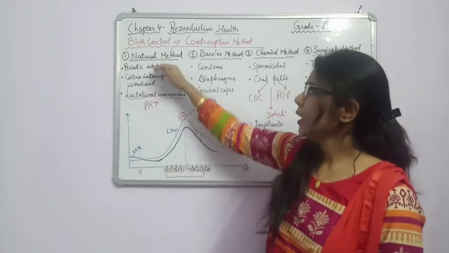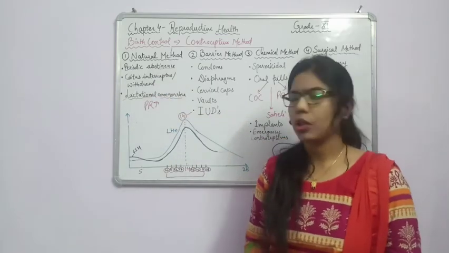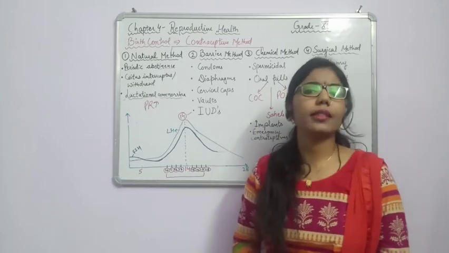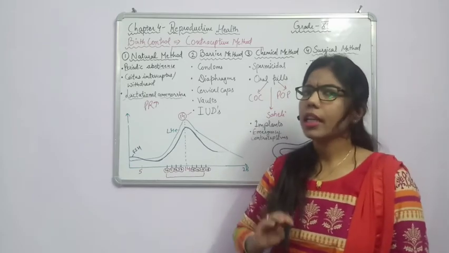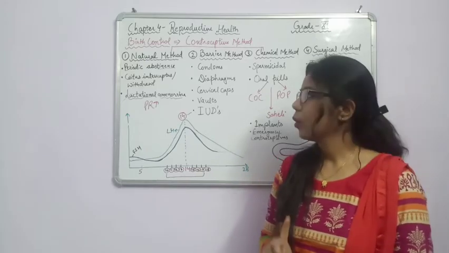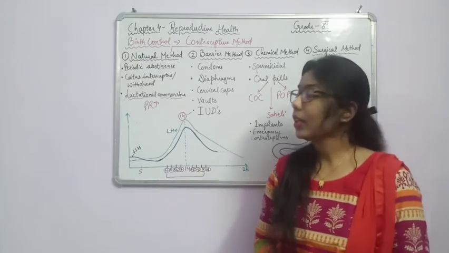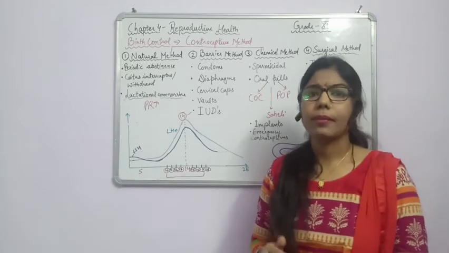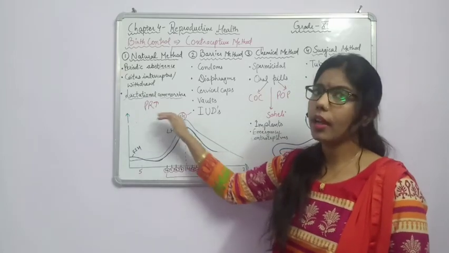Fine. So all these three methods come under the natural ones. And what are the advantages of natural methods? They have the least side effects, or we can say they have no side effects. Okay, but there is a disadvantage. What is that disadvantage? Maybe the chances are not 100%.